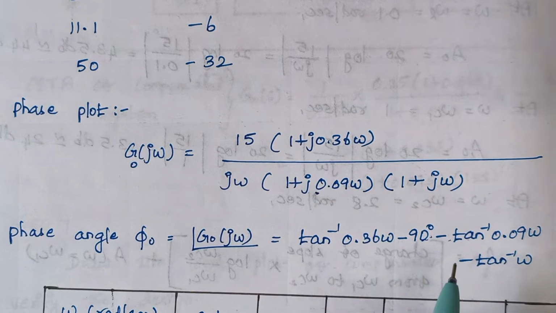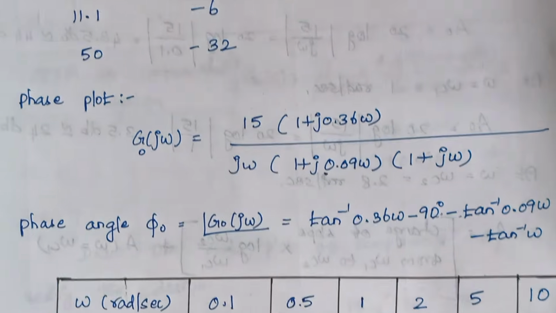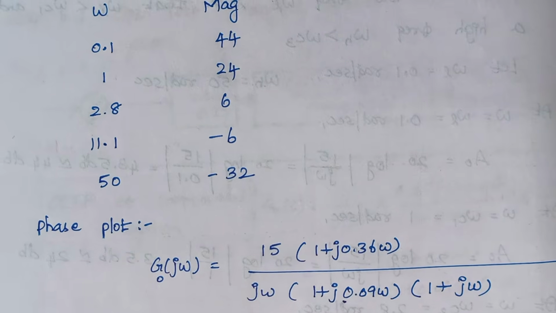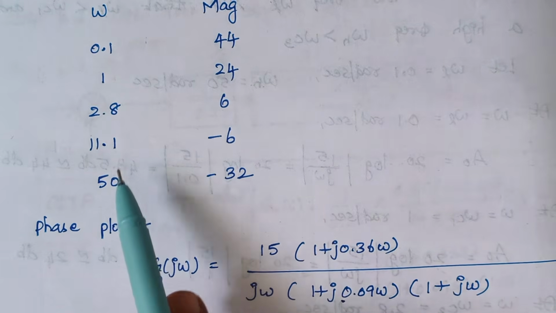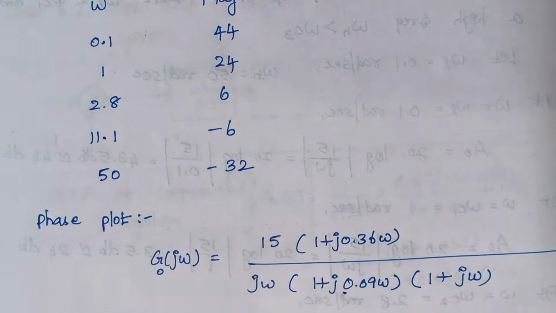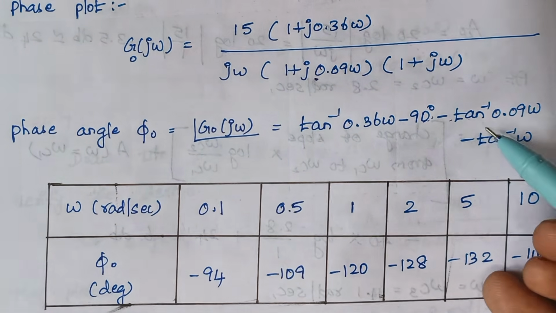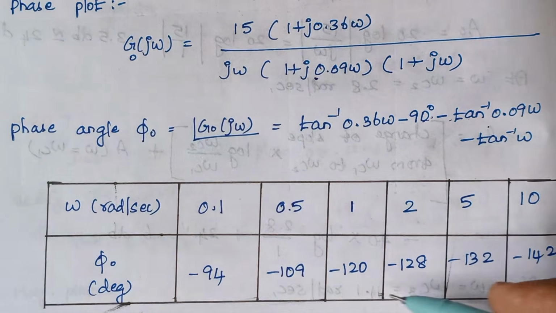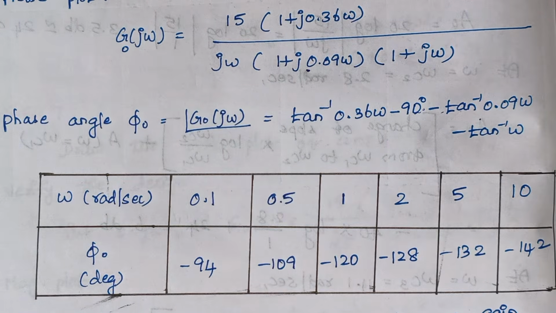So after writing the expression just include the values of omega. It is good when you include all these values, and you can also introduce in-between values. When you have around 8 values of omega you will get a more accurate phase plot. So just substitute different values of omega in this expression and write down the values of the phase angles, right?